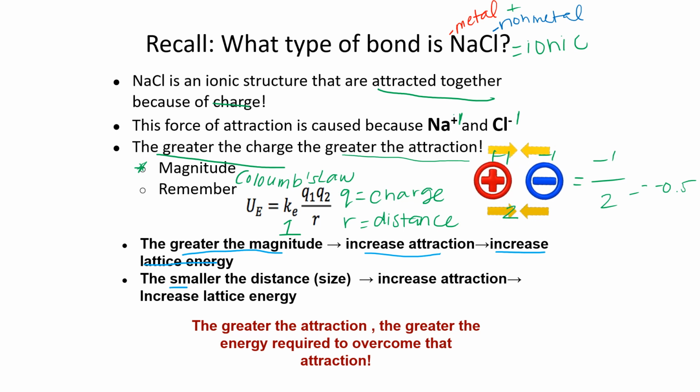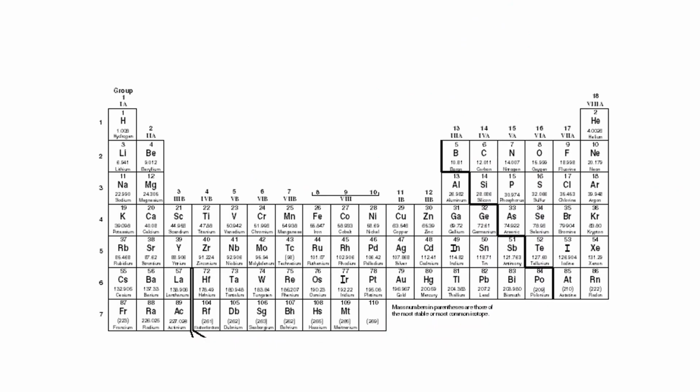And the smaller the distance, so the smaller the size, there is an increase in attraction and an increase in lattice energy. So now let's look at some examples. Let's look at our main one that we were looking at, sodium chloride, NaCl. The first thing we always look at is the charge. So we have to look at the charge of sodium and chlorine. So let's go ahead and find sodium.